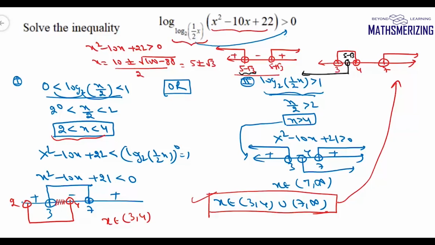Greater than 5 plus root 3. 5 plus root 3 is 6 point something. So the interval which is common to both the conditions is x belongs to, so from 3 to 5 minus root 3 union 7 to infinity. So the answer to this inequality is either the value of x should lie between 3 and 5 minus root 3, or it should be greater than 7.